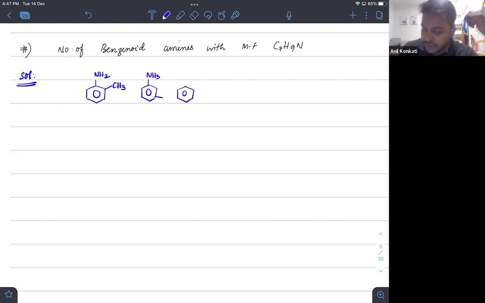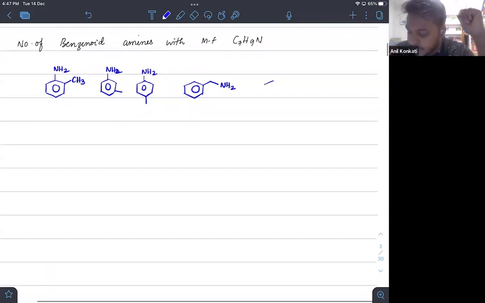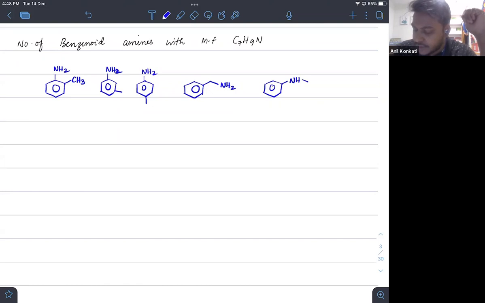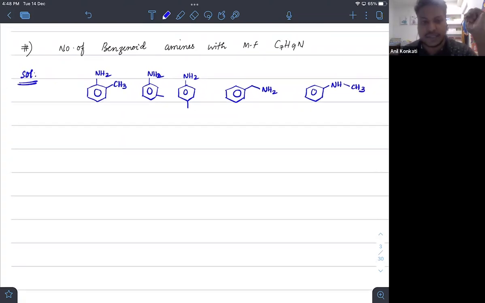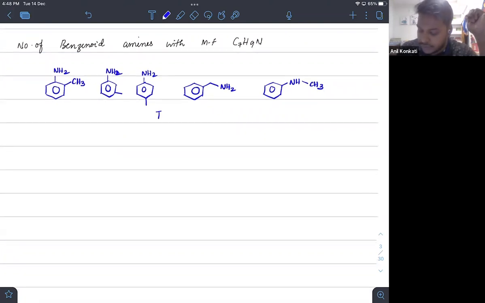So I can have one CH3 here at the ortho position, and I can have it at the meta position, and one at the para position. These three. Other than this, I can also have phenyl methyl amine. So this is phenyl methyl amine, and I can have N-methyl also. So I can put this as this with an N-methyl group. So these are the 5 various combinations I can get. That's it. So these are the total number of isomers we can get. Total 5 of them.